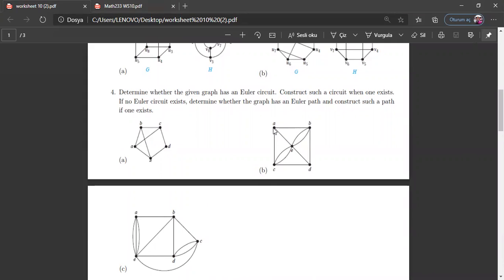Okay, for this one, we will determine whether the given graph has an Euler circuit or not. If there is, we will find such a circuit. We will also check if there is an Euler path or not.